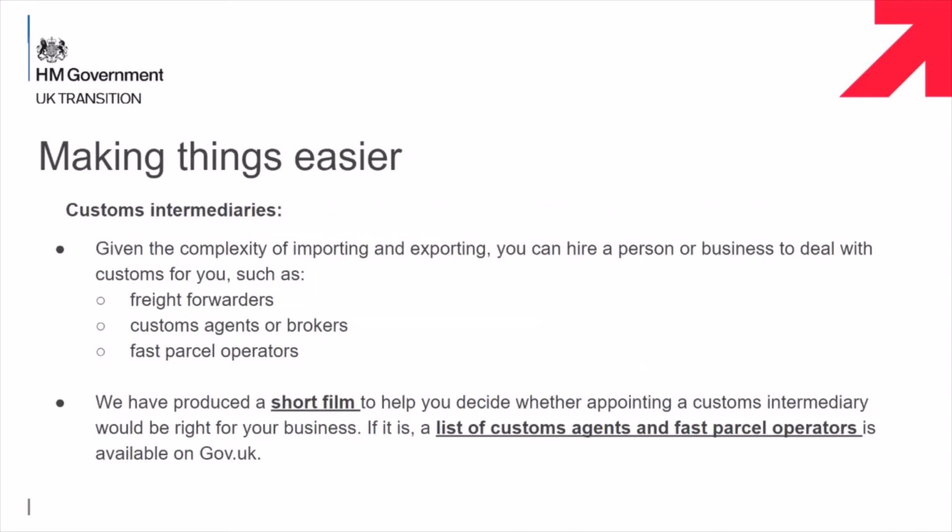It's very complex, as you can see. And given the complexities of importing and exporting, you might want to think about hiring a person or a business to deal with customs for you. So, for example, a freight forwarder, an agent or broker, or a fast parcel operator. The decision on this has to be one that's right for your business. And so we produced a short film which will help you decide whether or not it is right for you. And if it is, we've provided a full list of customs agents and fast parcel operators on gov.uk, and the link is given on this slide.